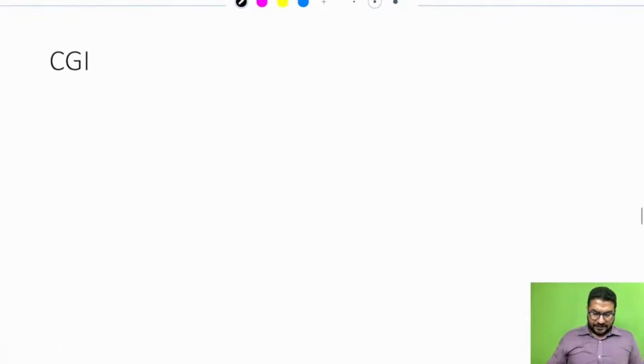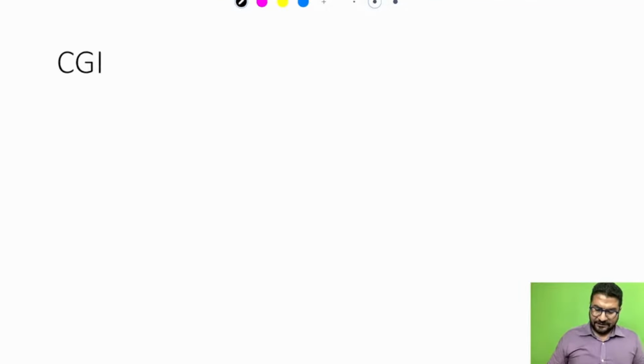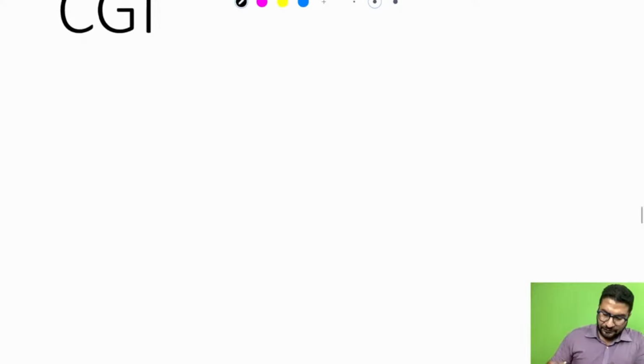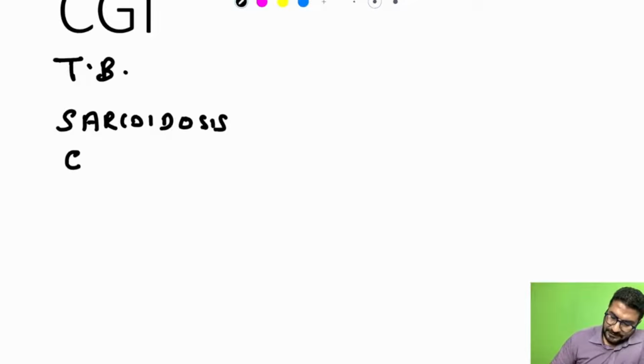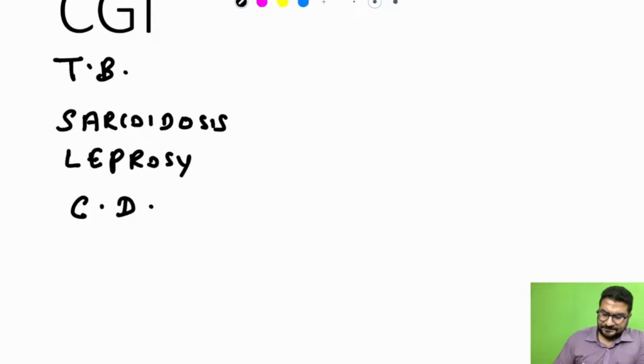Okay, coming to chronic granulomatous inflammation. Wherever a granuloma forms, we call it chronic granulomatous inflammation. So where do we see granuloma formation? You can see this in TB, in sarcoidosis, in leprosy, and then in Crohn's disease.